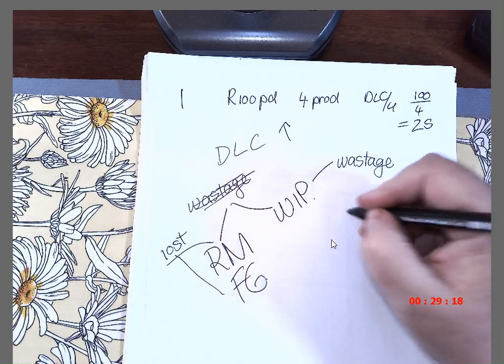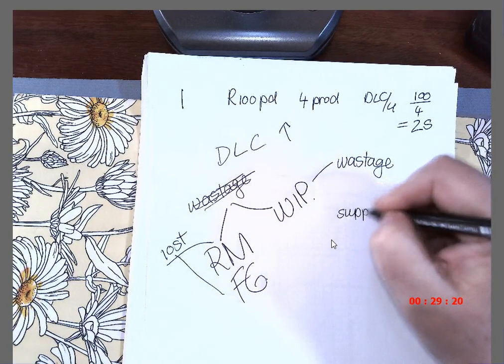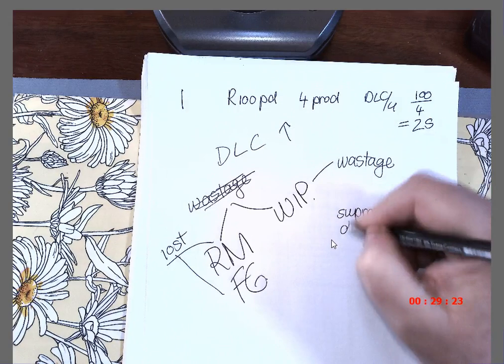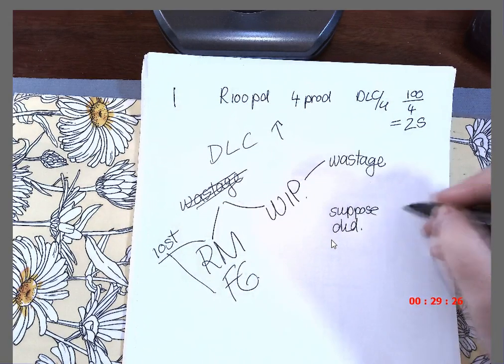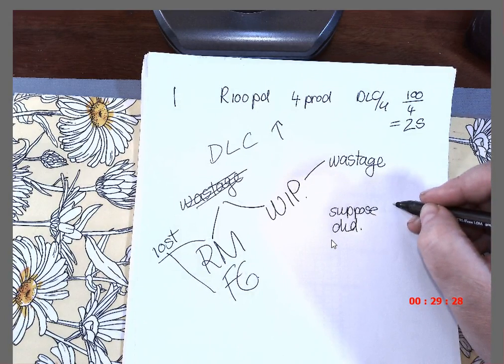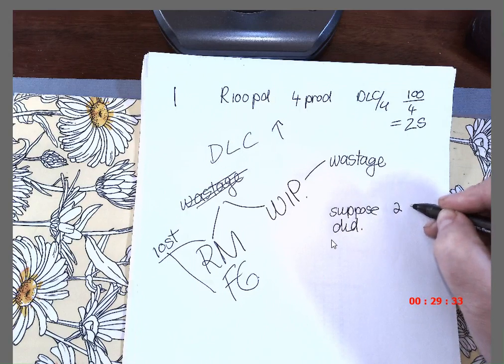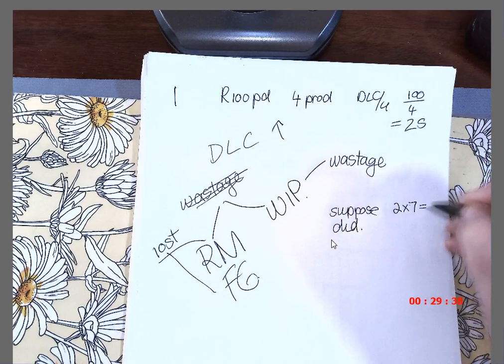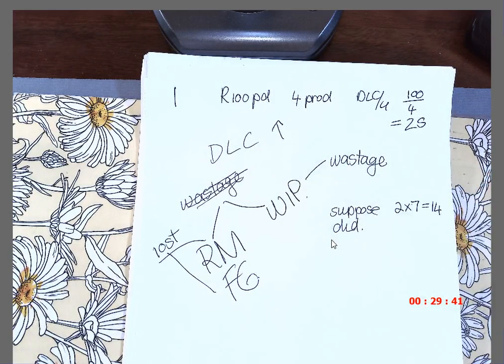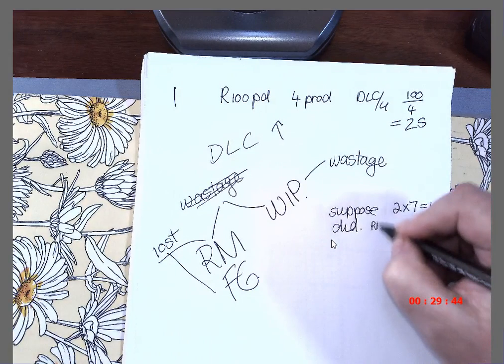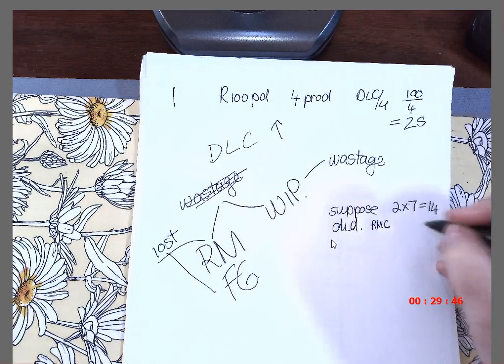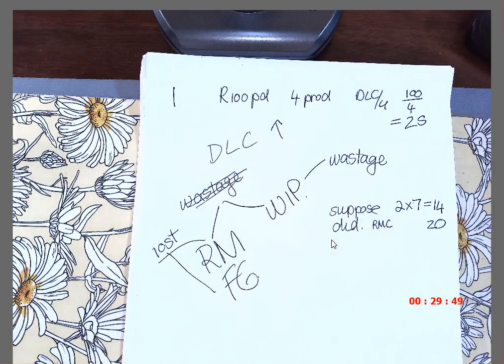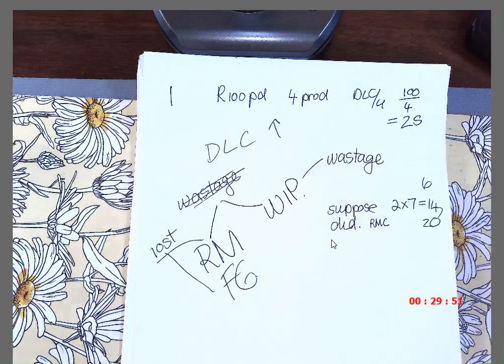So they will tell you what you're supposed to use and then what you did use. In other words, they're going to say, to make 1 tracksuit takes 2 meters of material. We have made 7 tracksuits, which means we should have used 14 meters. Then I go look, what is my raw material cost? My raw material cost is 20. Now I can see 6 was wasted. And why is it wasted?